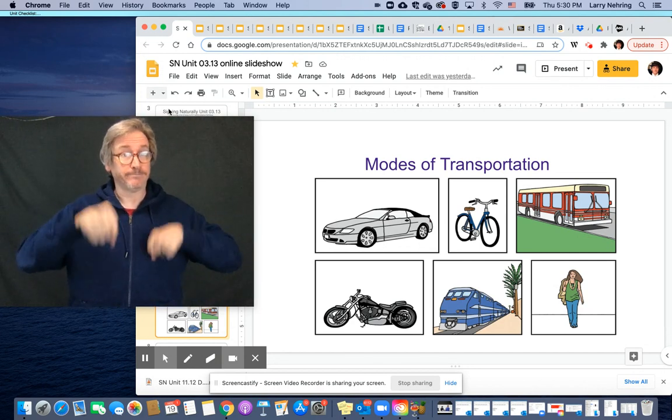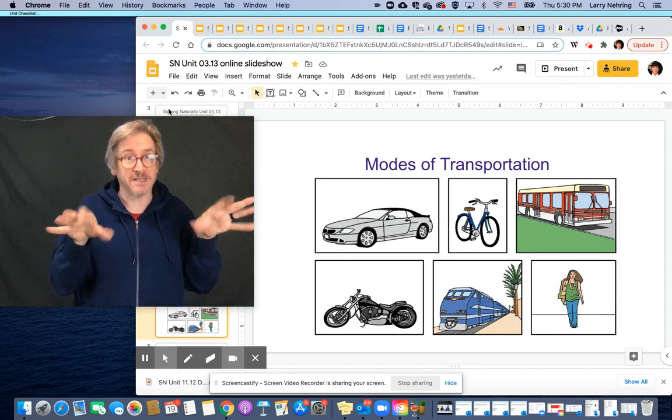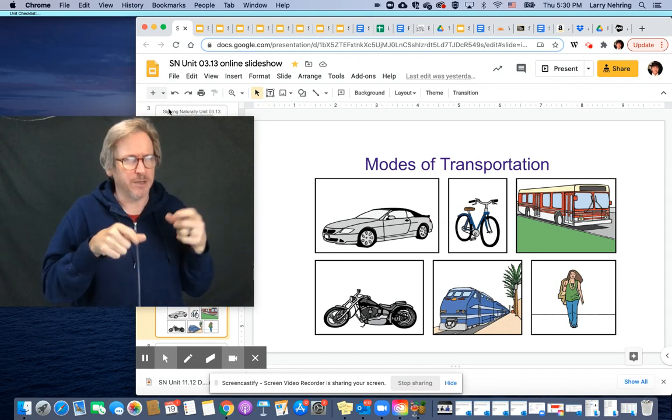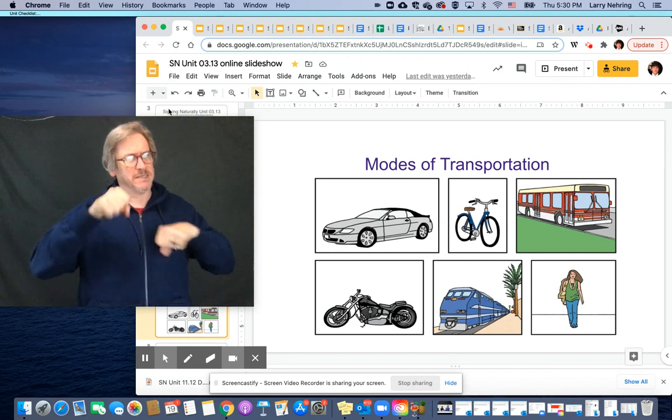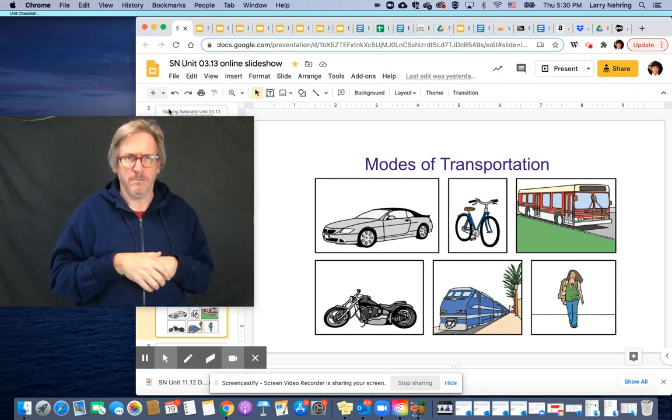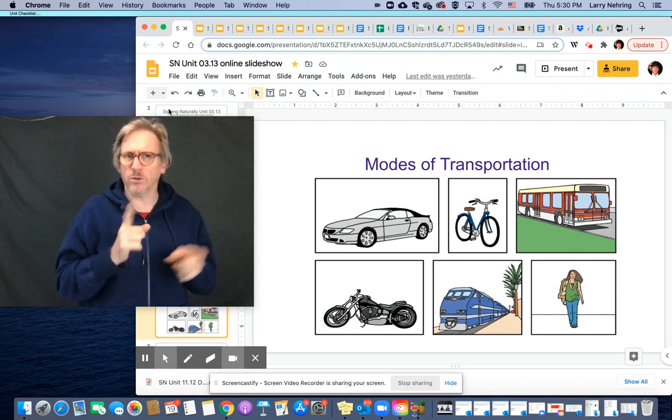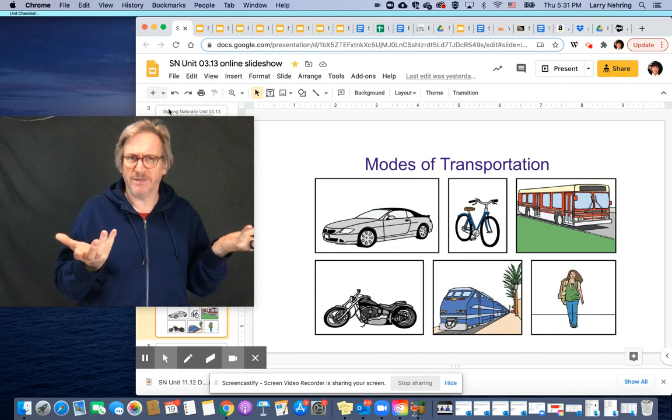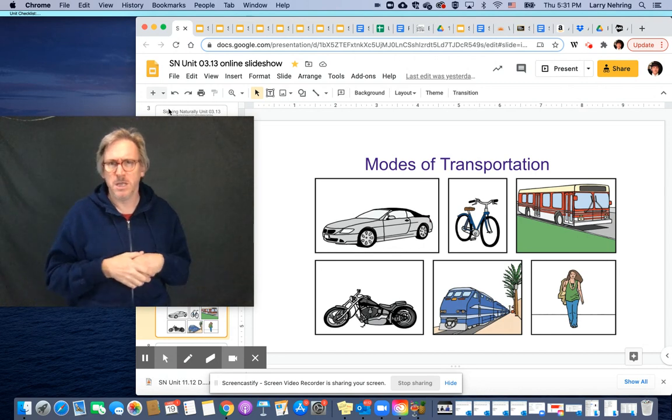Bicycle. And there's no difference between different styles of bicycle unless you're going to be describing it. So just bicycle. I don't think there's a sign for unicycle or tricycle. So if that applies, I apologize.